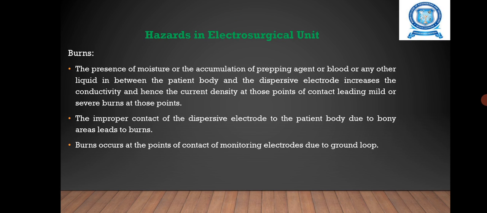Hazards in the electrosurgical unit. First, burns. The presence of moisture, or the accumulation of prepping agent, blood or any other liquid between the patient's body and the dispersive electrode increases the conductivity and hence the current density at those points of contact, leading to mild or severe burns. Improper contact of the dispersive electrode with the patient's body due to bony areas leads to burns, and burns also occur at the points of contact of monitoring electrodes due to ground loops.